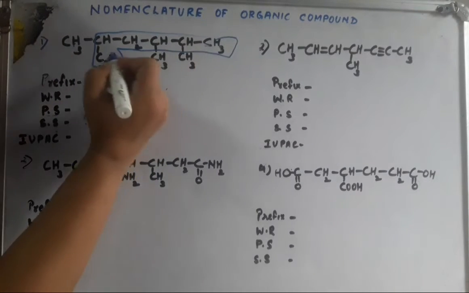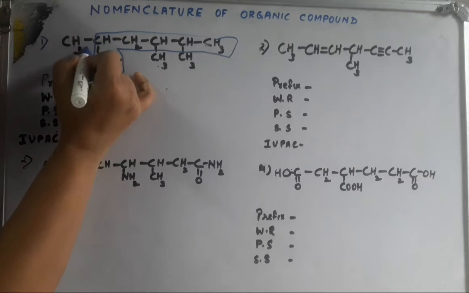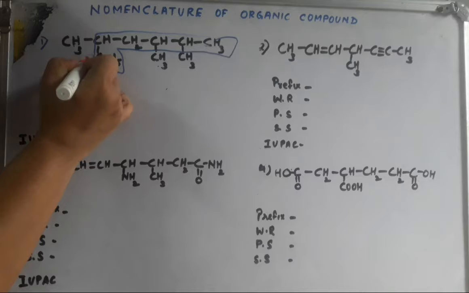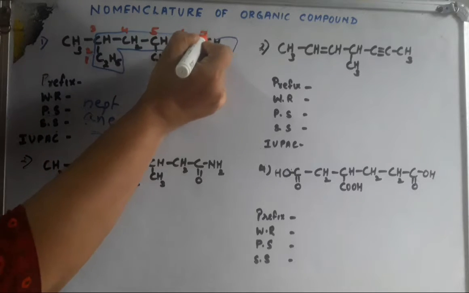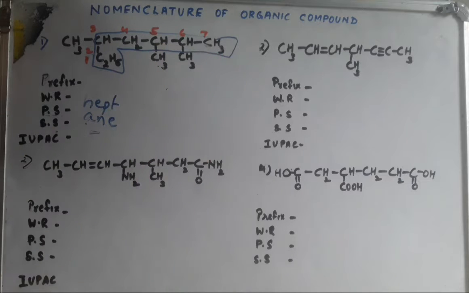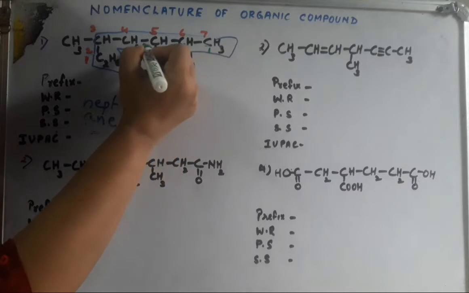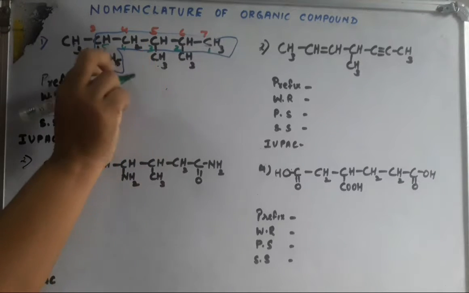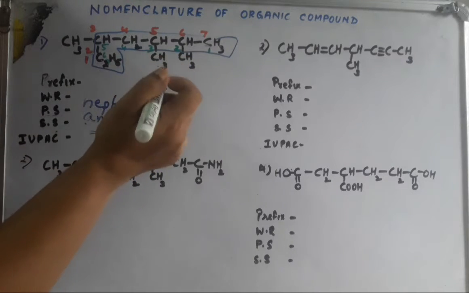Okay, so let us see first this way. 1, 2 carbon is there. Then 1, 2, 3, 4, 5, 6, 7. Now reverse way if you are going to number, 1, 2, 3, 4, 5, 6, 7. So this is how the numbering can be done in 2 different ways. Now let us see which is the correct.